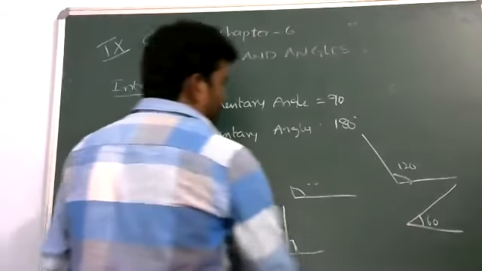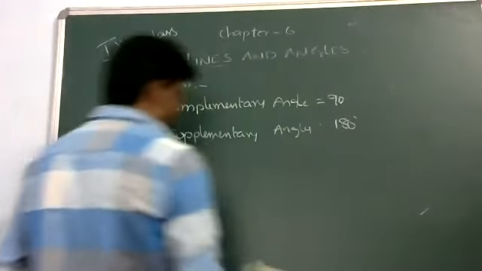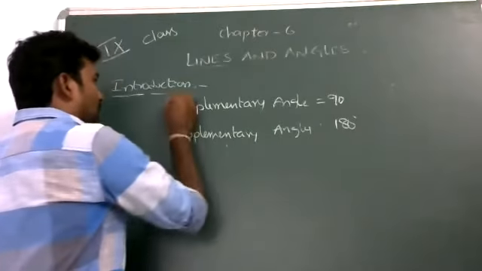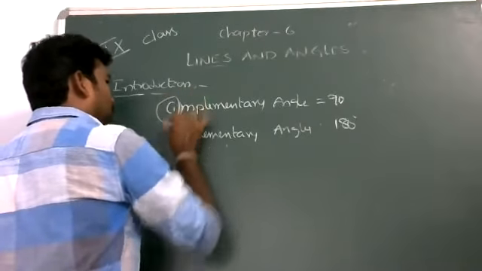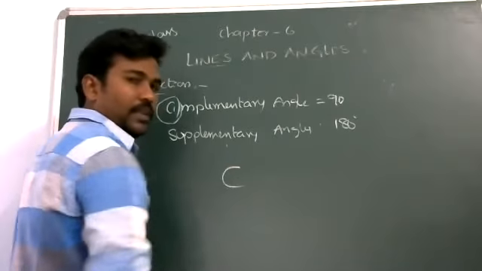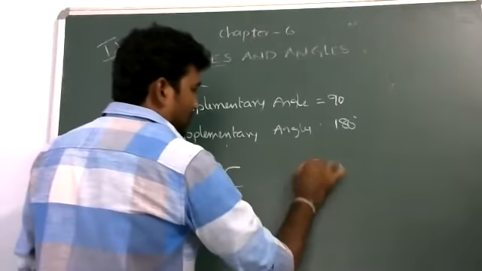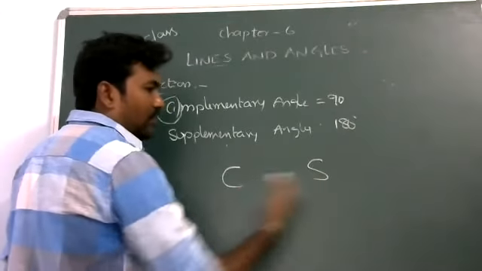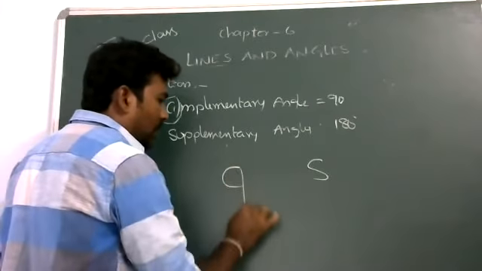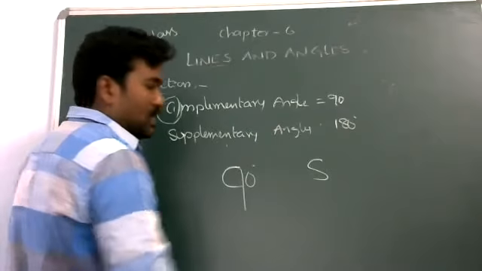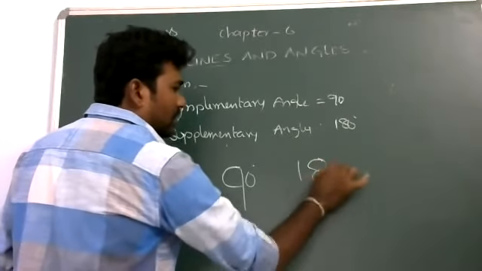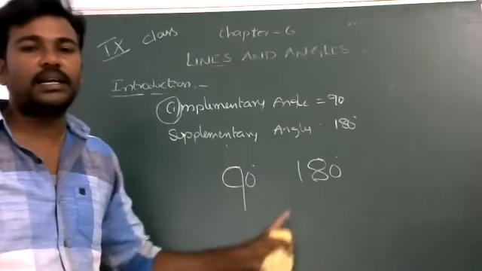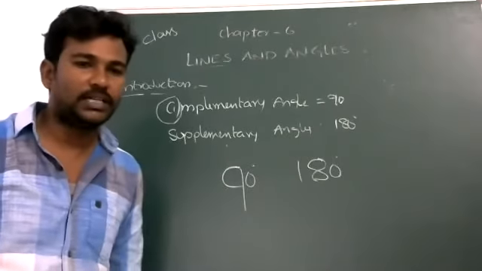Here, I'm going to explain, if you are getting confused about which one is 90 degrees and which one is 180 degrees. Complementary starts with the letter C, so first of all you can write C. And supplementary starts with S, so you can write S. Which one is easy to convert to 90? C is easy to convert to 90 degrees and S is easy to convert to 180 degrees. So complementary means 90 degrees, supplementary means 180 degrees.